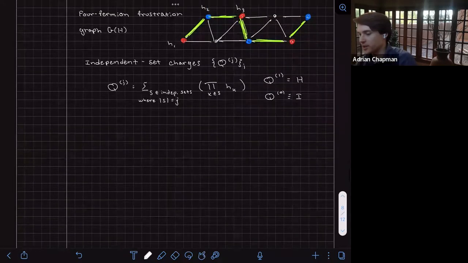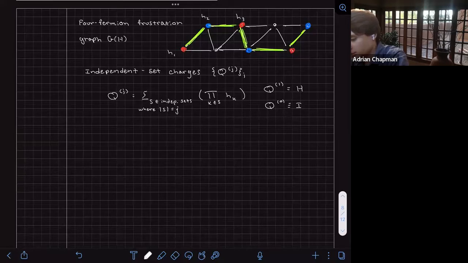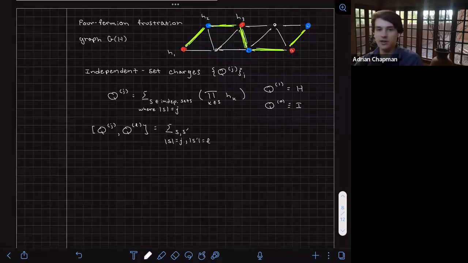So we're going to show that the commutator between two independent set charges, Q_j and Q say L, vanishes. I'm not going to assume it for now. What we can do is first expand the independent set charges sum as two pairs of independent sets, S and S prime, where S has size j and S prime has size L. We're also going to assume j is not equal to L, because if they are equal, then they trivially commute.